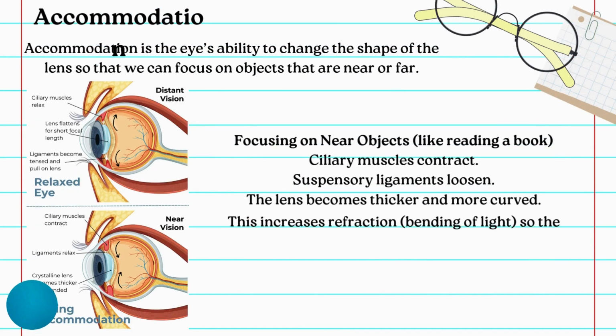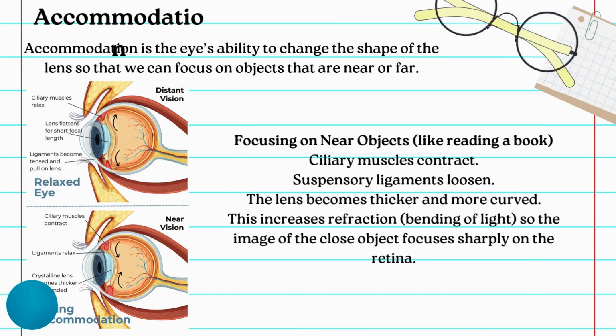Then we have accommodation. Accommodation is the eye's ability to change, or the lens's ability to change shape, to allow you to focus on either objects that are close to your face or far away. Let's say you're reading a book, and it's right up close to your nose, so it's closer.